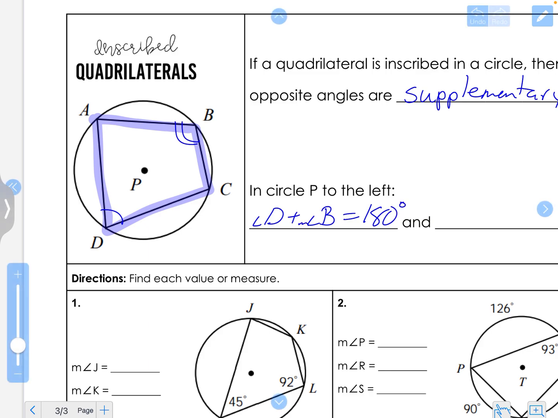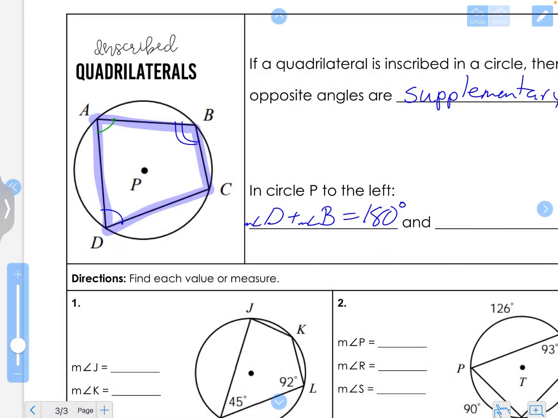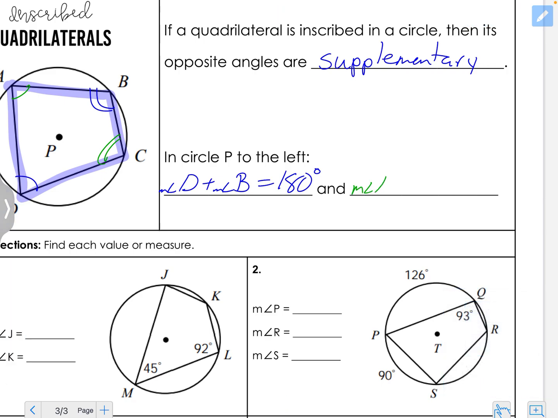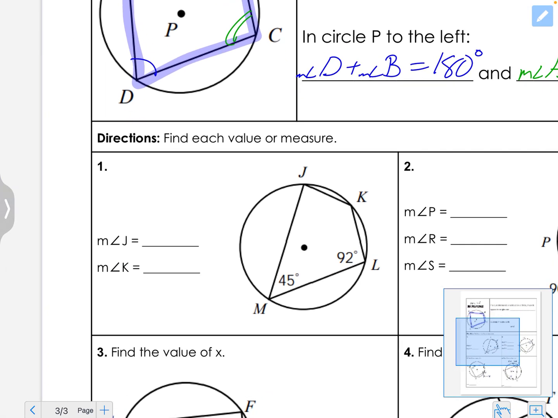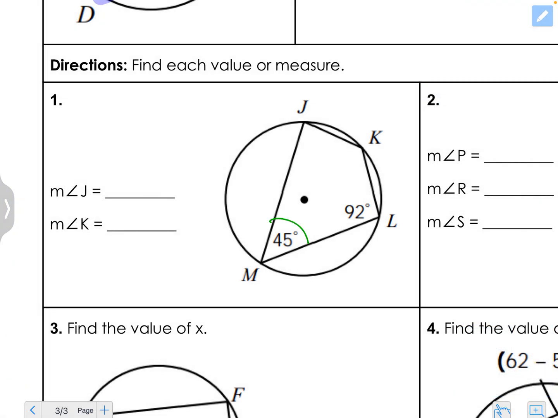I really should have the measure on both of those angles. So I'm going to add them real quick. We also know that angle A plus angle C equals 180 degrees. So if we look at these two here, M and K are my opposite angles. I know they must be 180 degrees. So 180 minus 45 should be 135 degrees.